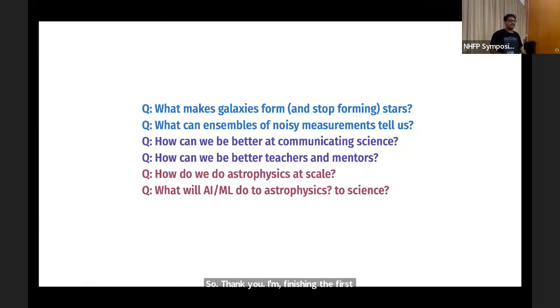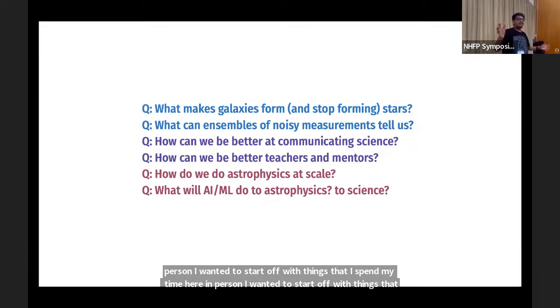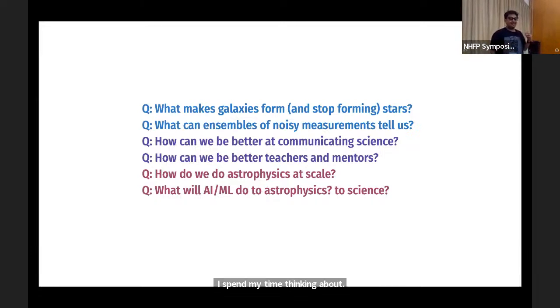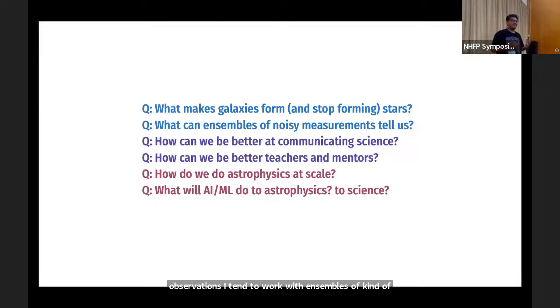I'm Kartheik Iyer, and I'm finishing the first year of my fellowship. And because this is my first time here in person, I wanted to start off with things that I spend my time thinking about. So for the biggest fraction of my time, I think about what makes galaxies form stars, and eventually sometimes stop forming stars. Because I'm more of an astrostatistician, instead of looking at individual, really high signal to noise, pristine observations, I tend to work with ensembles of noisy, all over the place, systematics dominated samples, and there's so much fun to be had there with the stats.